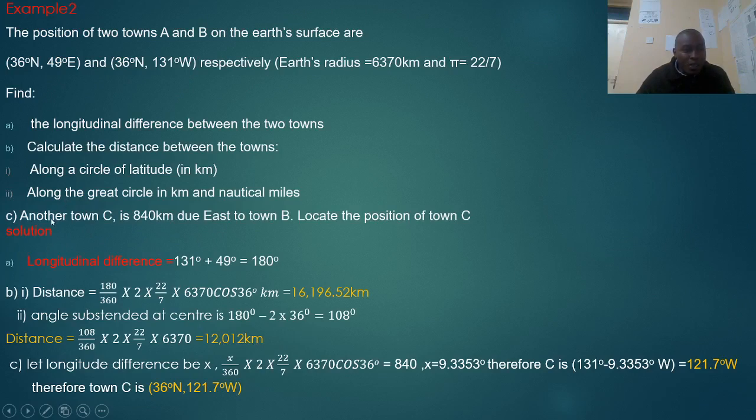Now, part C was another town. C is 840 kilometers due east to town B. Okay, the position of C. Remember, C is due east of town B. And town B is 36 degrees north and 131 degrees west. So if we have 131 degrees west, I can have a small sketch for those points, just for you to understand what I mean.